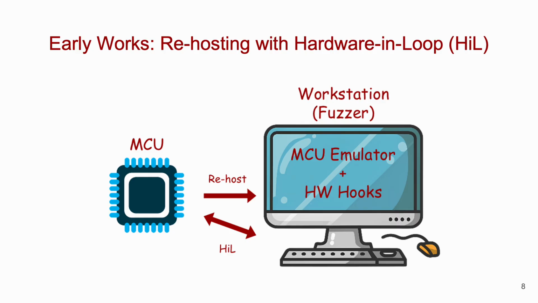Some later works extend this idea to add the MCU hardware in the fuzzing loop, where certain parts of the firmware that interact with the hardware are hooked and executed on the actual MCU, while executing other parts on the workstation emulator. Again, in this case, most of the target execution happens on the workstation.